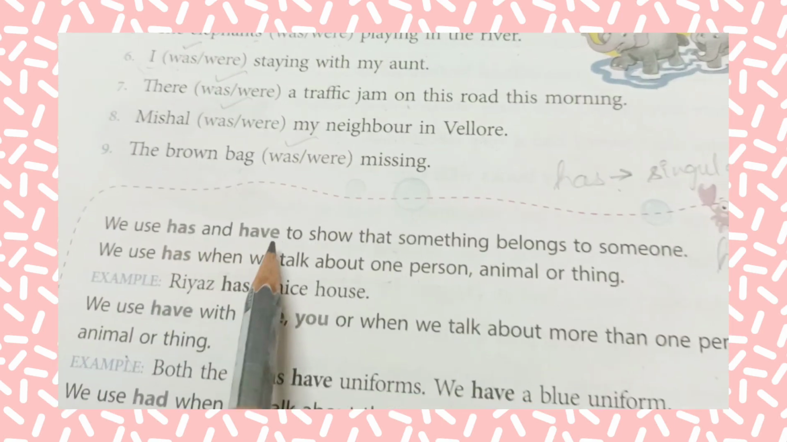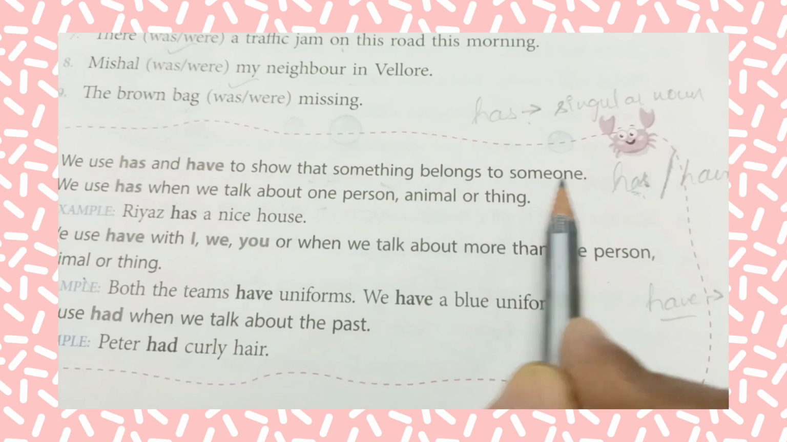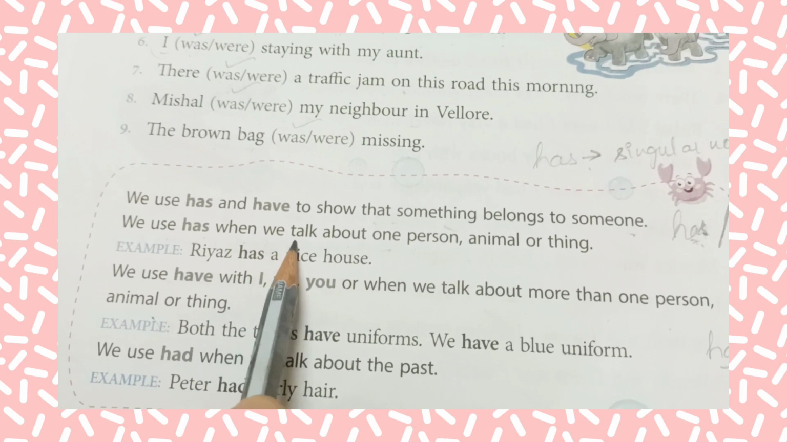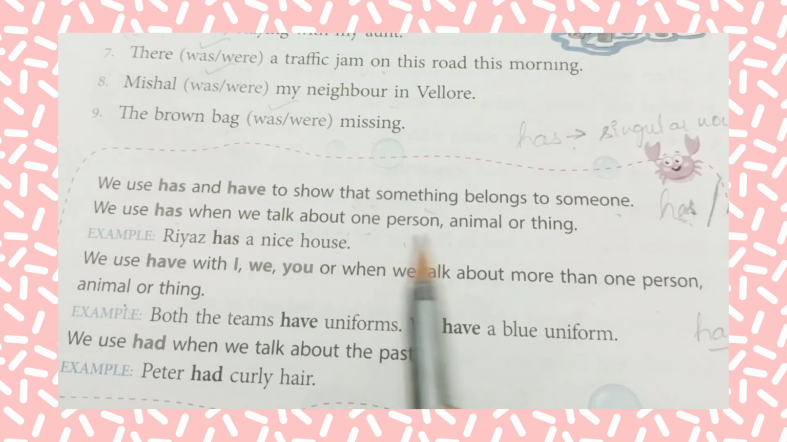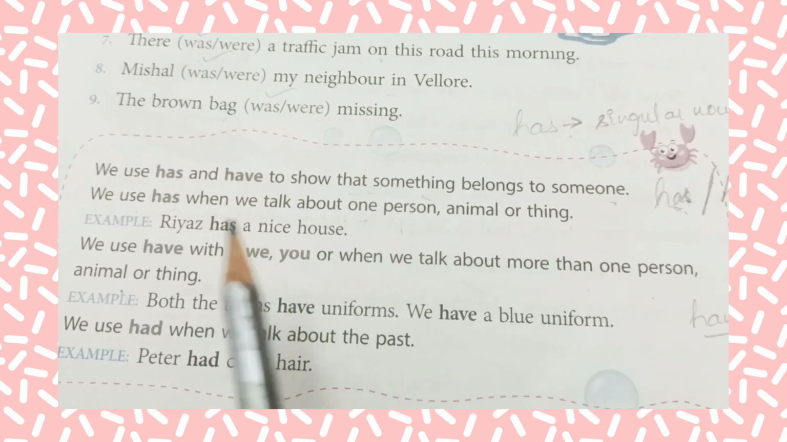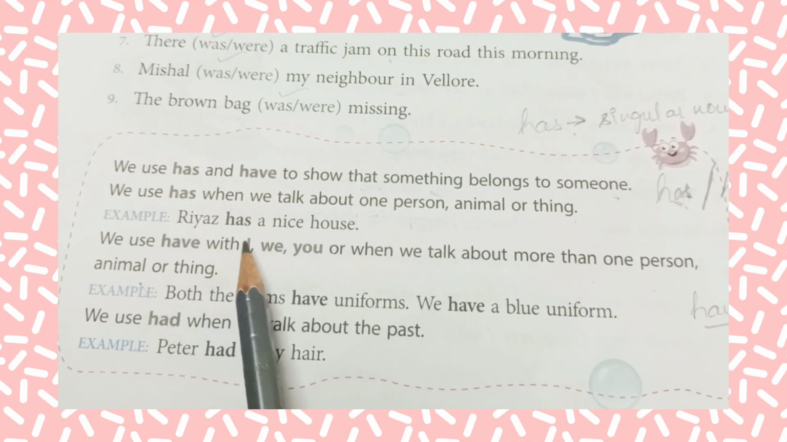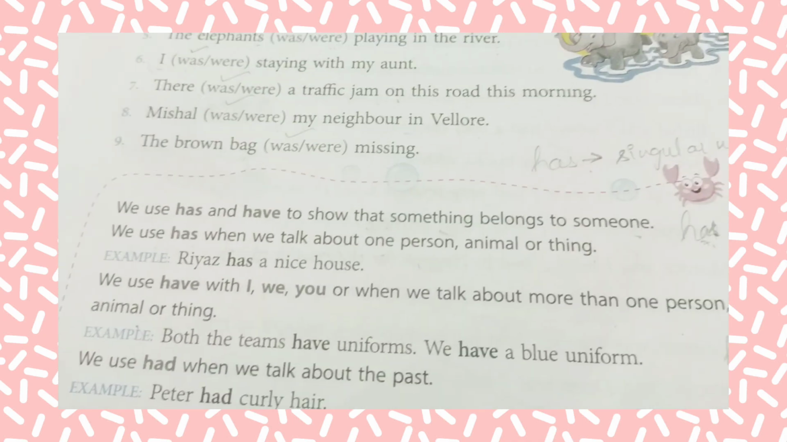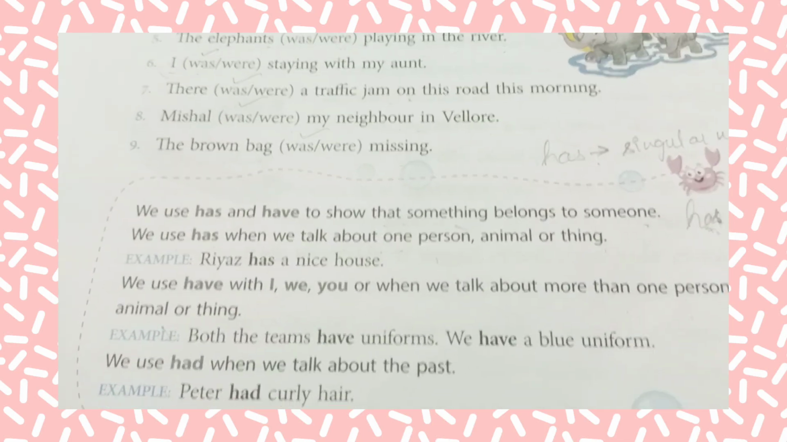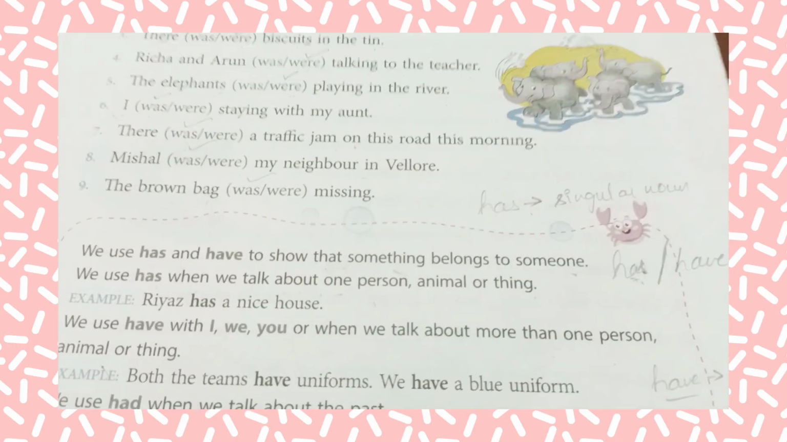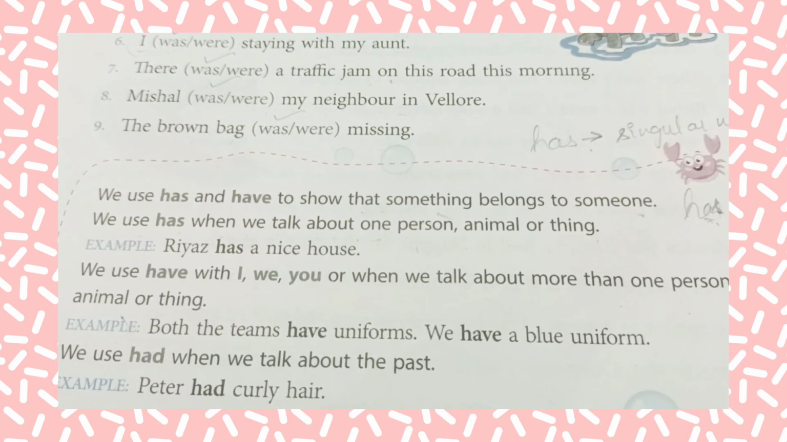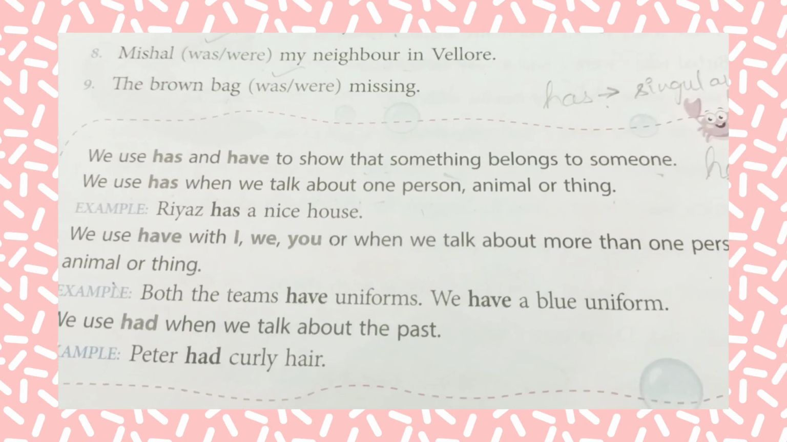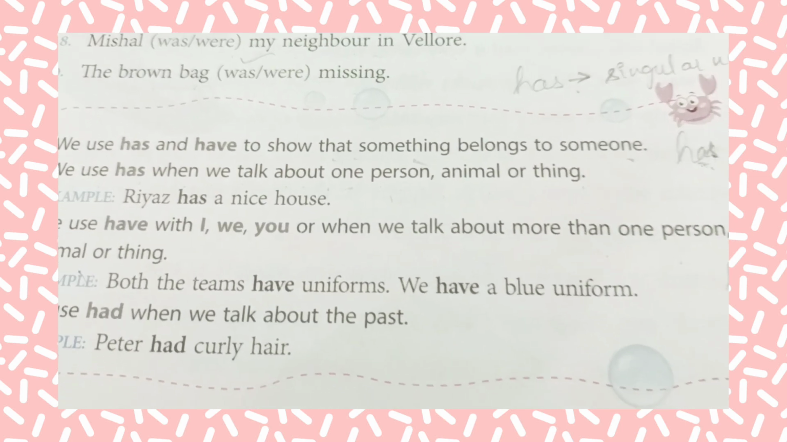We use has and have to show that something belongs to someone. We use has when we talk about one person, animal or thing. Example, Riyaz has a nice house. We can say Ramu has a nice watch. Here the noun is singular. So we have to use here has.